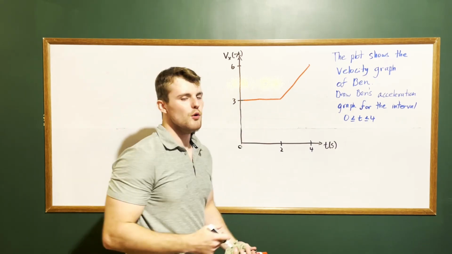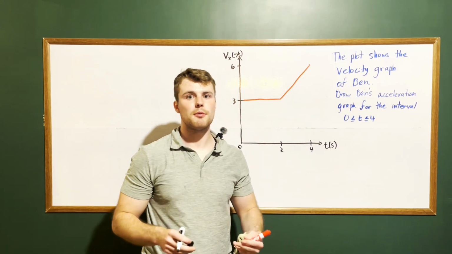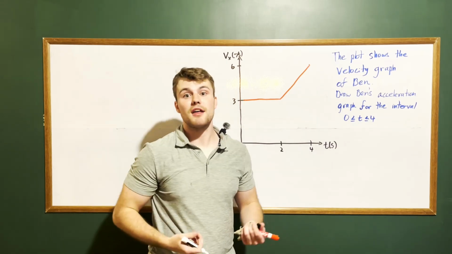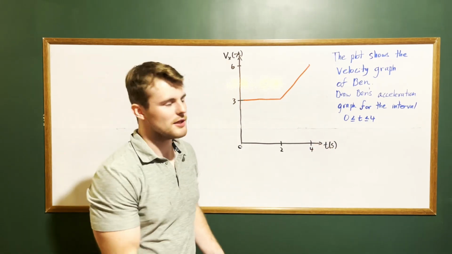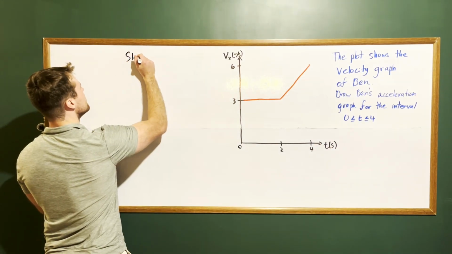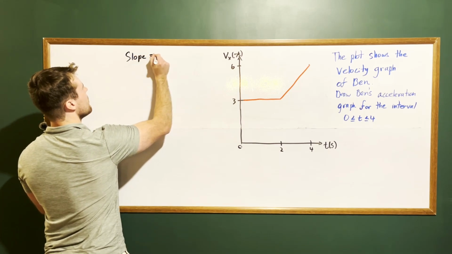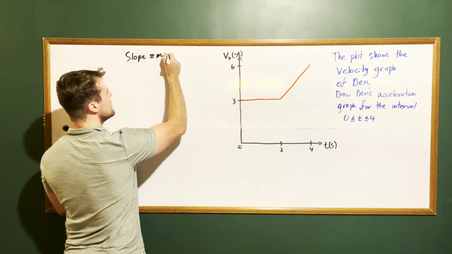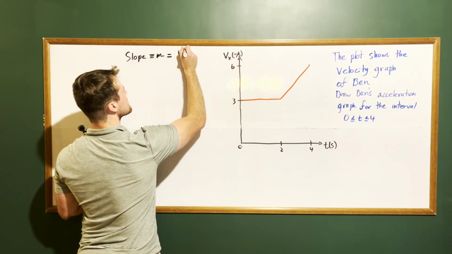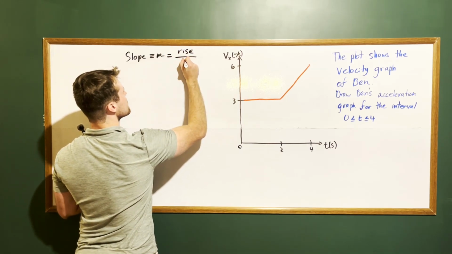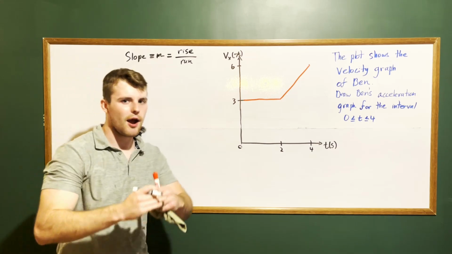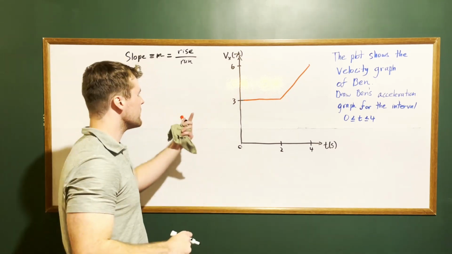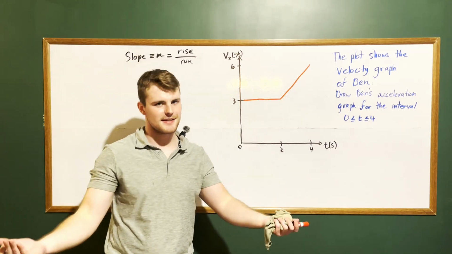Well, it's not moving anywhere, it's horizontal. The slope of a horizontal line is just 0. But mathematically, let's prove this using the slope equation. Slope, which we're just going to call m, is defined as m equals rise over run. Rise is just how much it moves in the y direction. Run is just how much it moves in the x direction.